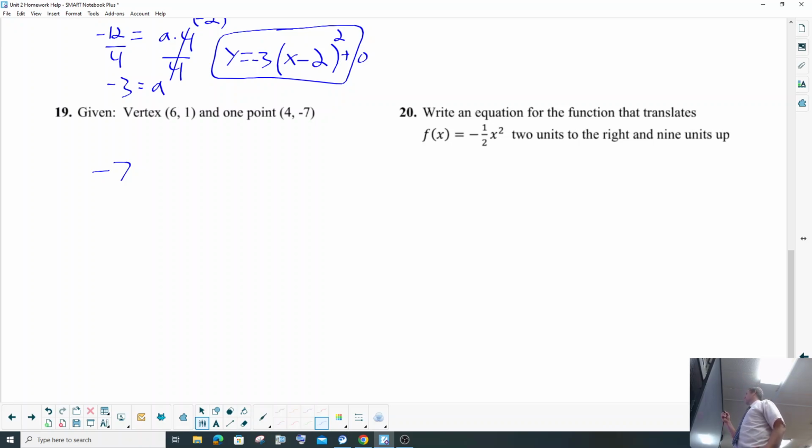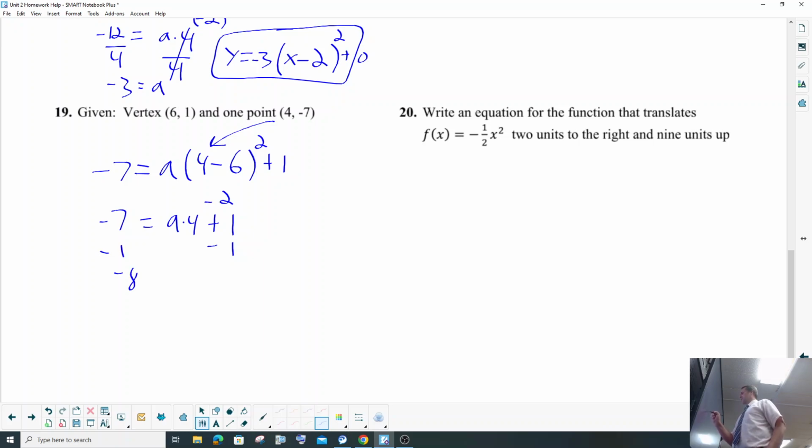So our y value is -7. We don't know our a value. Our x value is 4. Our h value is 6, all squared. And then plus 1 for the k value. So that's -2 squared again, which is 4. We have a plus 1. Man, you skipped some steps on that one, Newbold. You know I did. So we get -8 is equal to a times 4. We divide by 4. We get a equals -2.